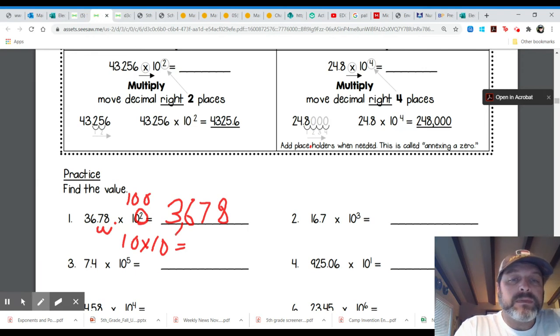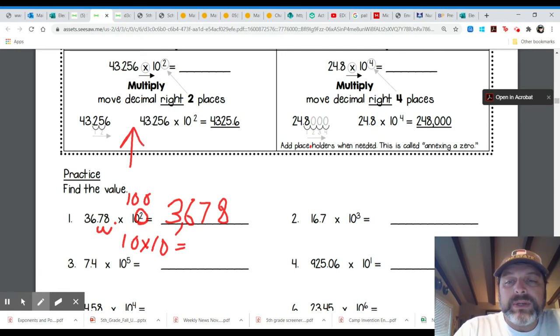And if you think about that, 30 times 100 would be 3,000. 6 times 100 would be 600. Look, it's right there. 0.7, or 7/10, times 100 would be 70. And then 0.08, that 8 is 8 hundredths, times 100 would be 8. But you see that it moves over 2. And in the example right up here, you see they did the same thing, right?